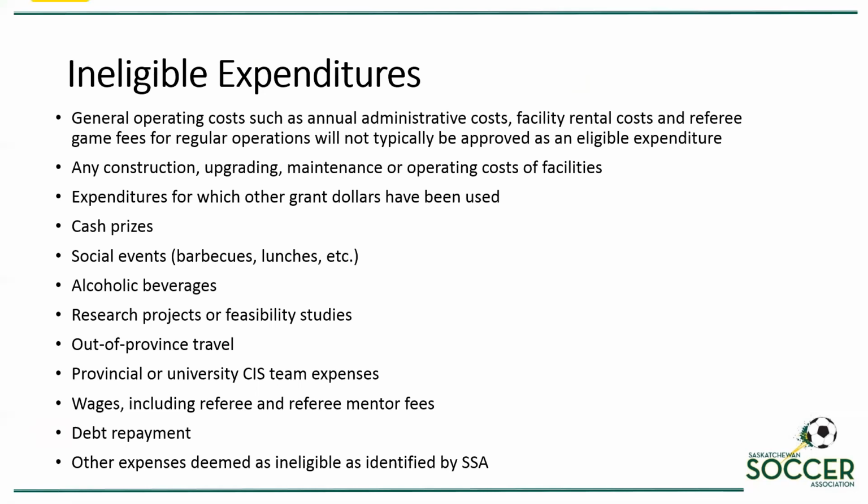Expenditures for which other grant dollars have been used. Cash prizes, social events, alcoholic beverages, research projects or feasibility studies, out-of-province travel, provincial or university team expenses, wages, which include referee and referee mentor fees and any honorariums for staff, debt repayment, and other expenses as deemed ineligible by the SSA.